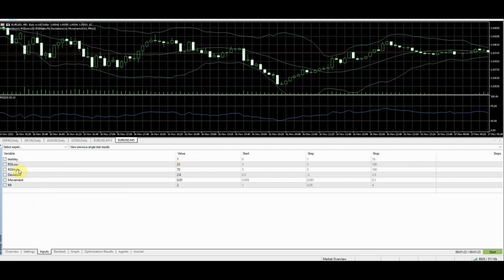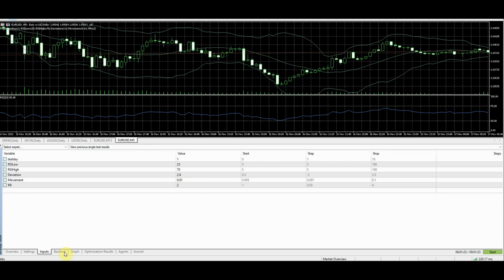We've got the RSI low and high set to 25 and 70 respectively. Then the deviation for the Bollinger Band, which we'll show you later, is 2.6. The movement, which is the target and stop loss amount of price movement, is 0.01, and then we've got the risk reward ratio of 2. So for every trade, the stop will be 0.01, while the take profit will be 2 times that, so it'll be 0.02 away from the entry point.